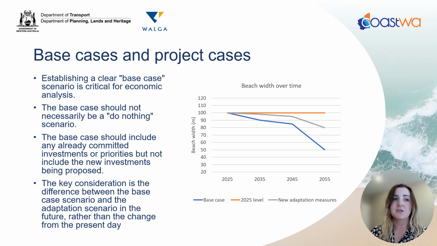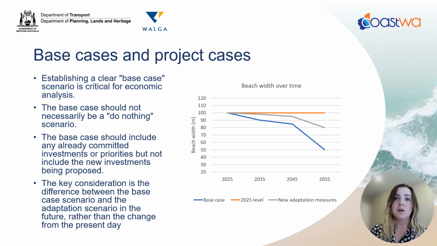So the key consideration is the difference between the base case scenario and the adaptation scenario that you're looking at through the benefit distribution analysis, not just the change from the present day. So I've tried to illustrate this with this graph here in the slide. So under the base case, this example is for beach width over time. Under the base case, the beach width may be declining very rapidly out to 2055. Your adaptation action is actually only slowing down the decline, not completely halting it.